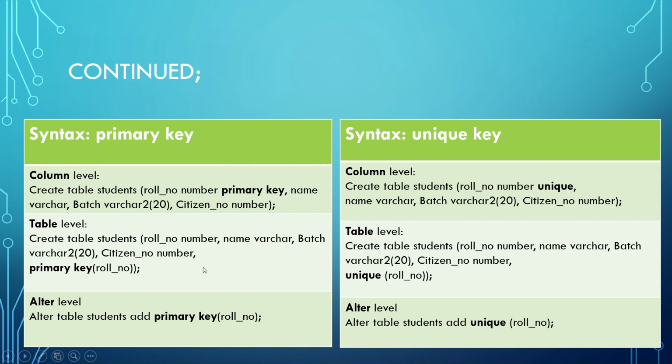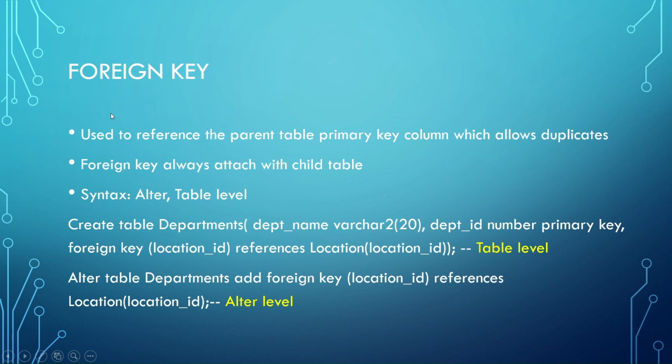Next, what is a foreign key? A foreign key references the primary key of the parent table, but it allows null values, and the foreign key is always attached in the child table only. We can define the foreign key at two levels, that is, alter level and table level. So this is the syntax to write the foreign key here. In the two levels we can write it.